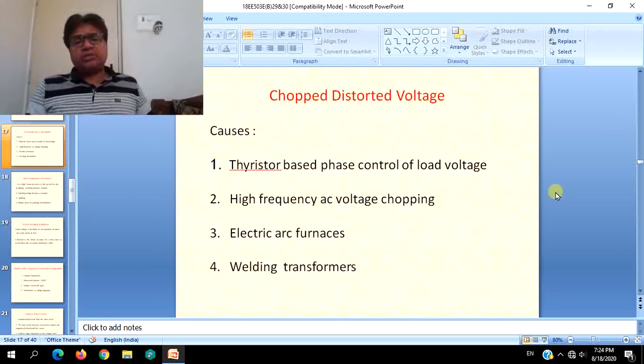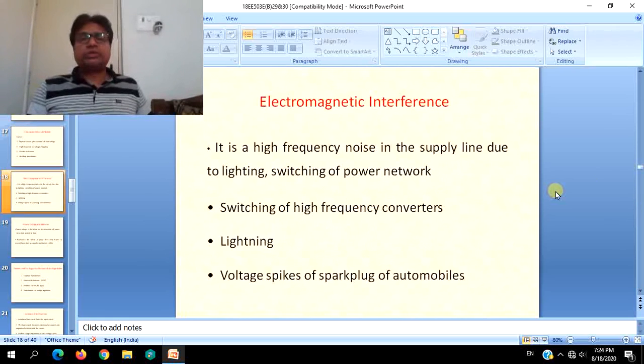These are due to the operation of thyristor-based phase control, all those things, high frequency AC voltage chopping, electrical outputs. Likewise, we have gone through those things.